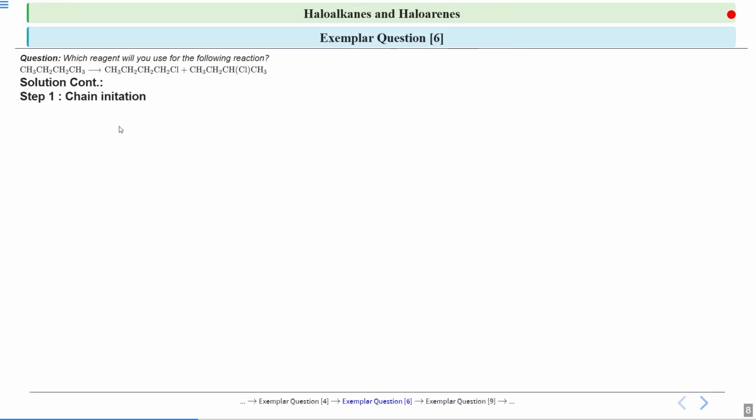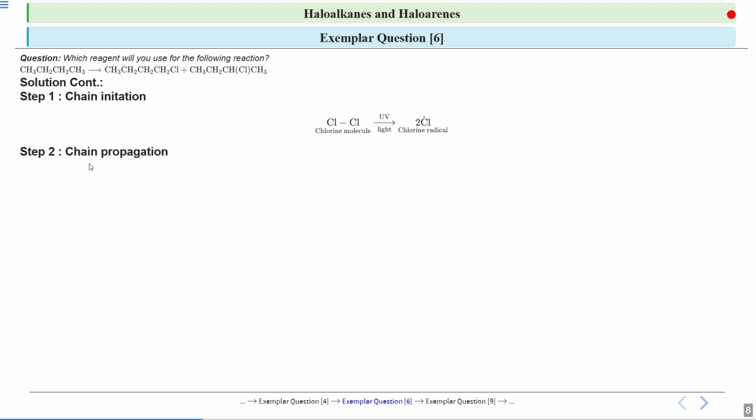For this reaction, which follows the free radical mechanism, step 1 includes the chain initiation process. First of all we have a chlorine molecule, containing two chlorine atoms bonded with each other. When you pass UV light through it, they get activated and dissociate into two free radicals. So you will get two chlorine free radicals from this reaction.